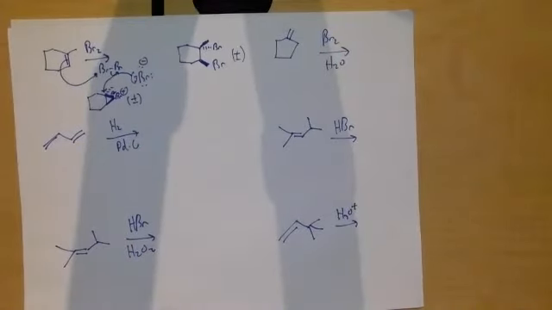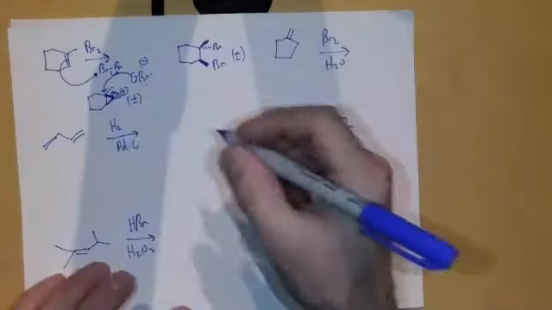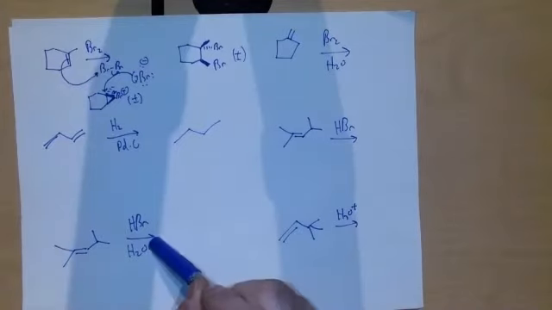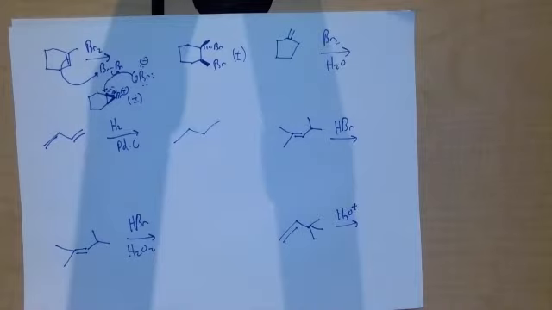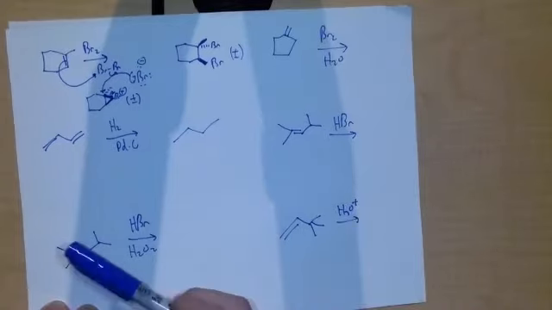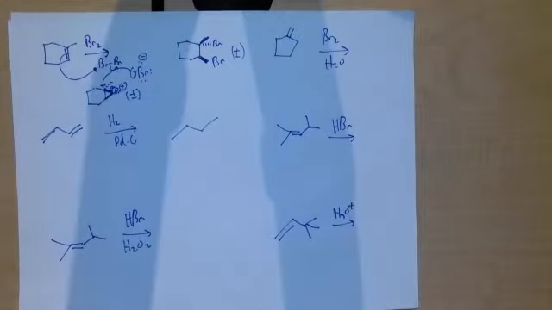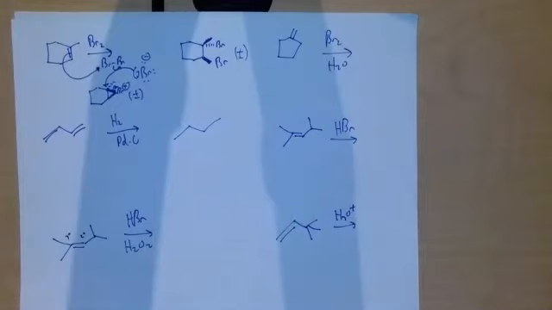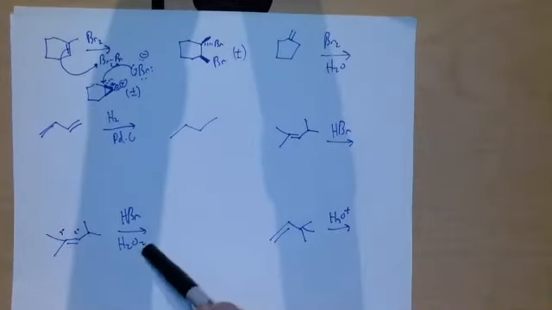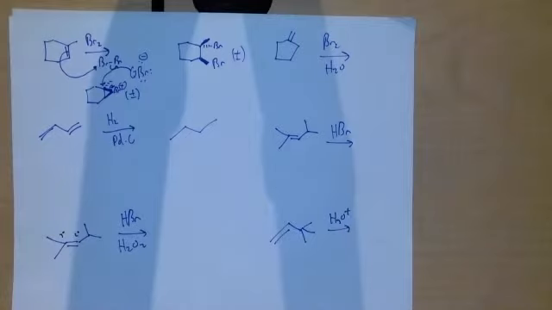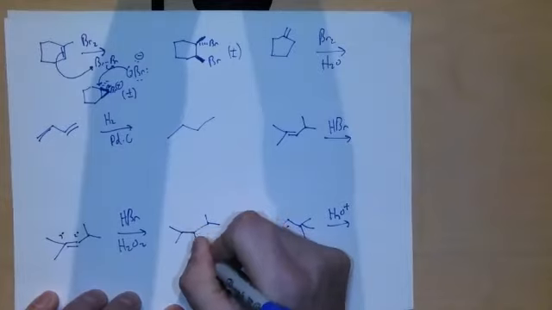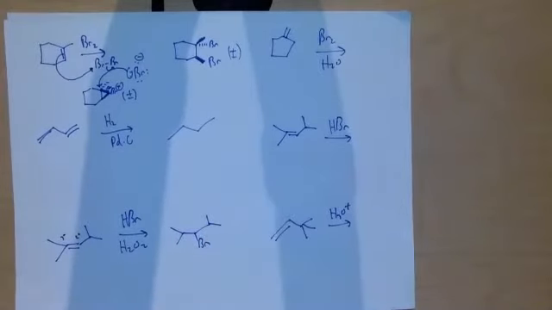Okay. Second one here, this is a reduction, really simple. You're adding H2 to everything. You're just going to get single bonds. This one down here, we're in peroxide. So HBr would normally add to our more substituted carbon. Looking at this, we have a tertiary and a secondary position here. It would normally add to the tertiary position, but because we're in peroxide, it's going to add to the less substituted. So it should give us this bromination product.